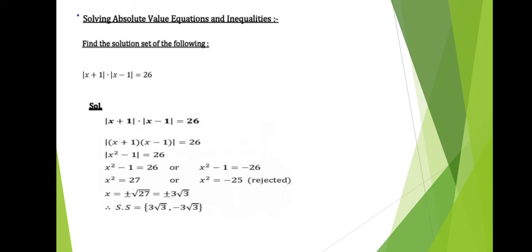26. Since there is an absolute value, I can make two cases: x power 2 minus 1 equals 26, or x power 2 minus 1 equals negative 26. So x power 2 equals 27, or x power 2 equals negative 25, which is of course refused. So x equals positive or negative root 27, equals positive or negative 3 root 3, and the solution set will be positive 3 root 3 and negative 3 root 3.